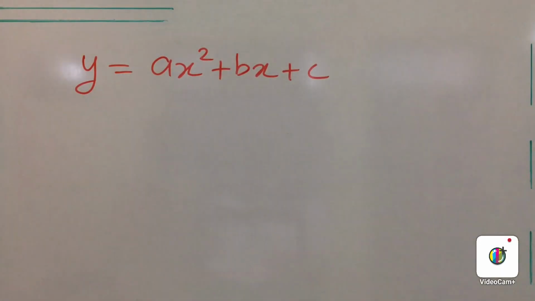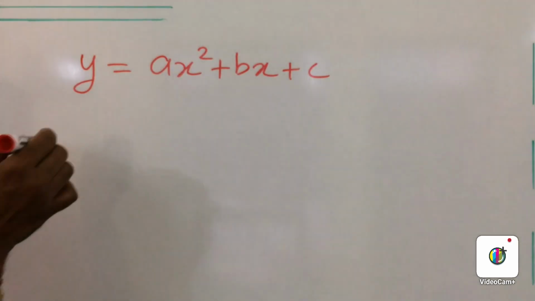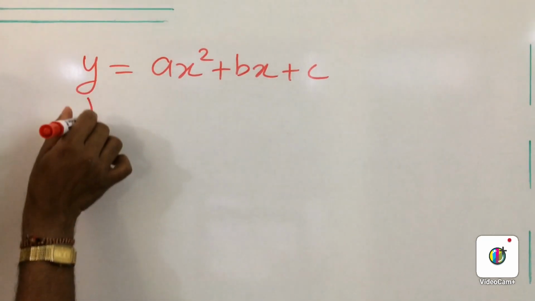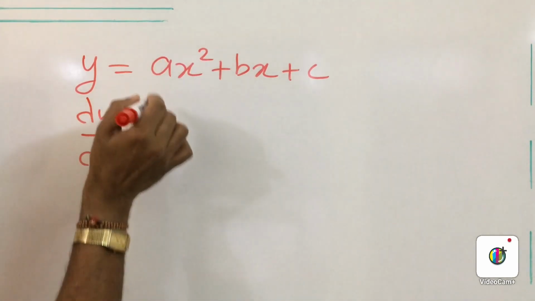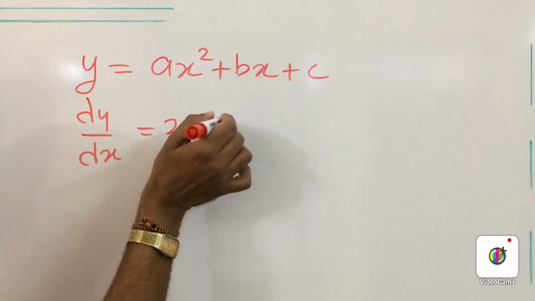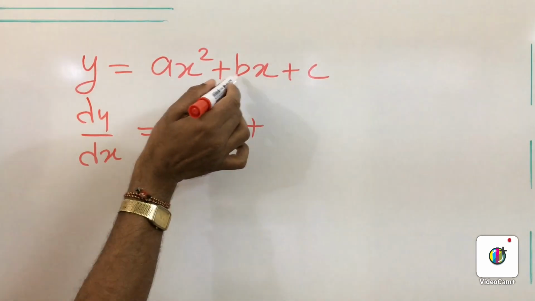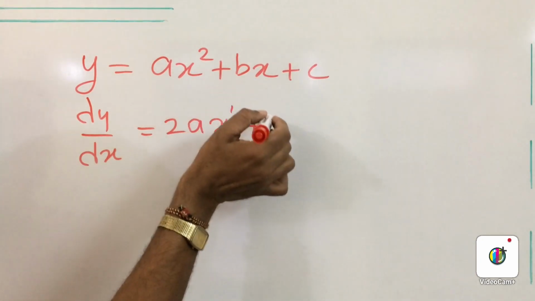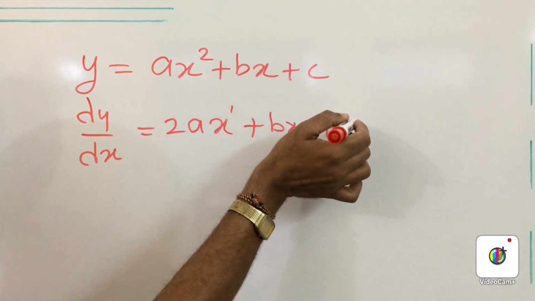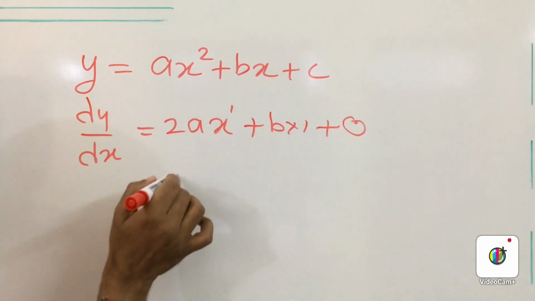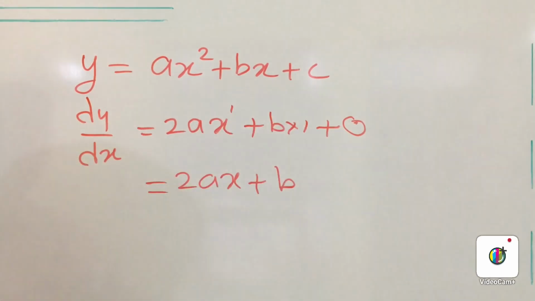Now we will see the quadratic function y equal ax square plus bx plus c. Therefore, dy over dx equal, you take this 2 in front, therefore 2ax to the power 2 minus 1, 1, plus, when you differentiate bx, the differentiation of x is 1, therefore b into 1. Then differentiate the constant term, this c is a constant, therefore 0. Therefore the answer is 2ax plus b into 1, b.